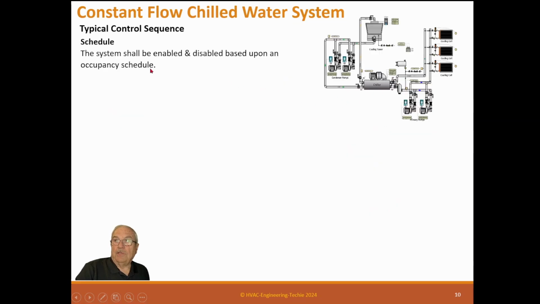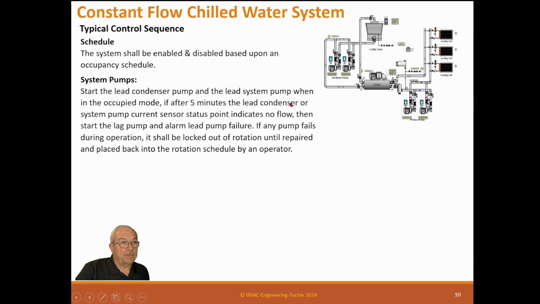Okay, the plant should be enabled and disabled based upon an occupancy schedule. Start the lead condenser pump and the lead system pump when in the occupied mode. If after 5 minutes the lead condenser or system pump current sensor status point indicates no flow, then start the lag pump and alarm the lag pump failure. If any pump fails during operation, it should be locked out of rotation until repaired and placed back into rotation scheduled by an operator.